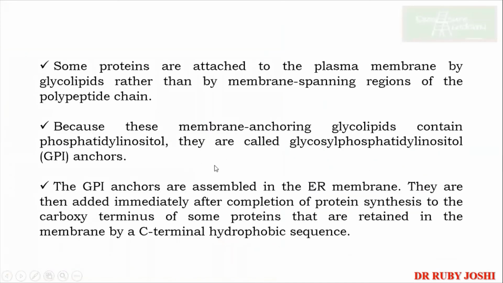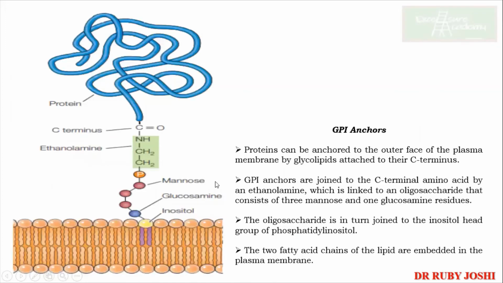So again, some proteins are attached to the plasma membrane by glycolipids rather than by the membrane spanning regions of the polypeptide chain. Another example is your GPI, that is glycosyl phosphatidyl inositol. This also we have discussed during our plasma membrane lectures. So these anchors are assembled in the ER membrane. They are then added immediately after the completion of protein synthesis to the C terminus of the proteins. Here, look over here.